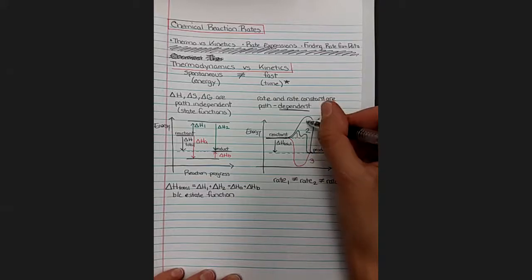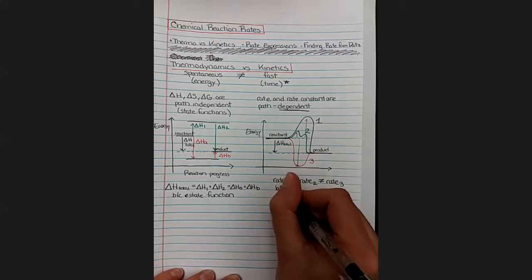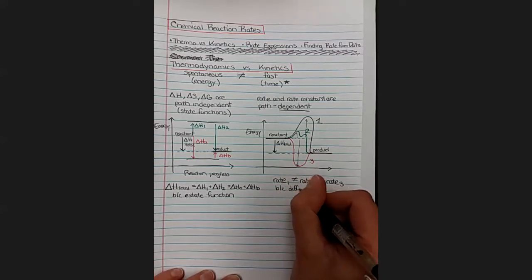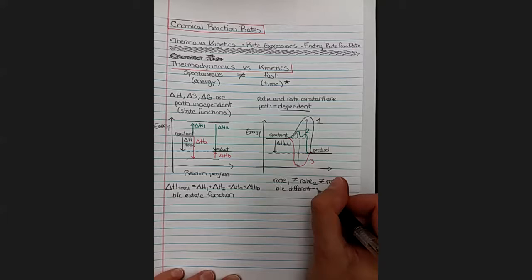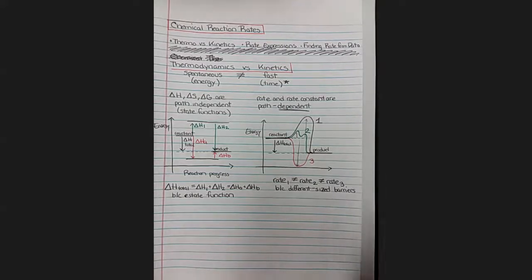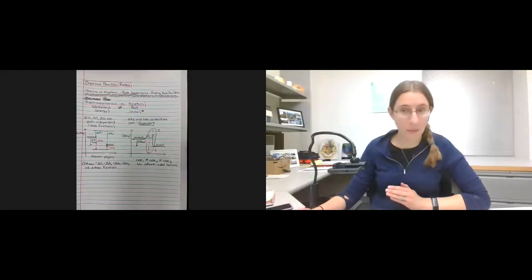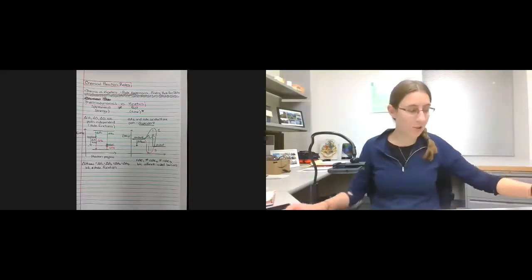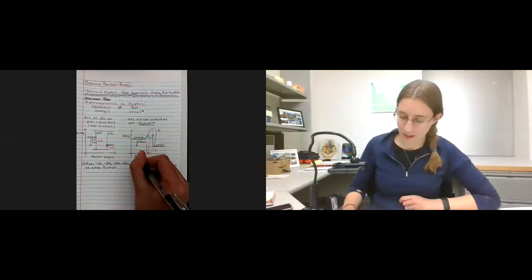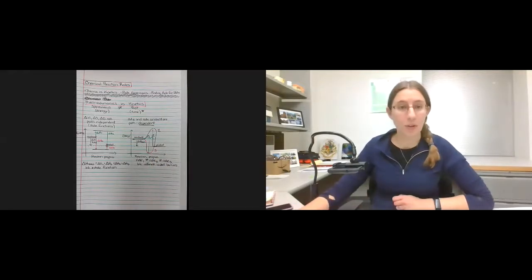here, this height. The rates are different because there are different sized energy barriers. It makes the reaction take more or less time. We'll talk about this kind of a picture called a reaction diagram a little bit more in a future video. I just wanted to introduce it here as a way to differentiate between thermodynamics and kinetics. So now let's move on and talk about kinetics and what a rate expression looks like.